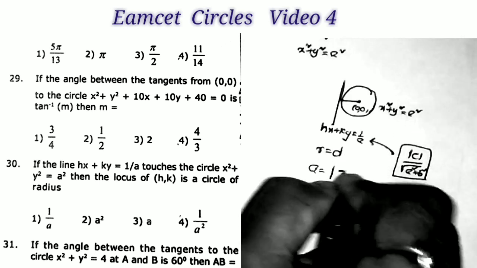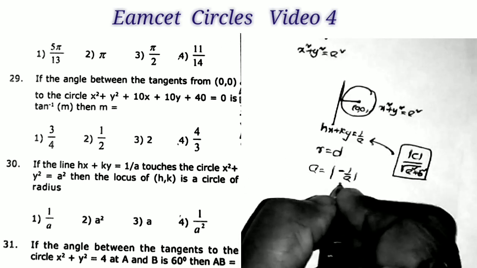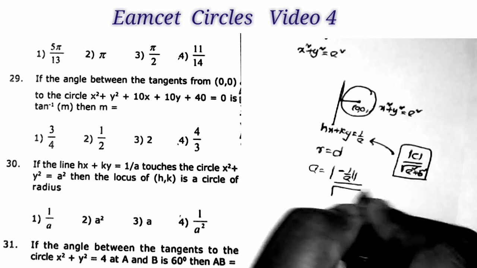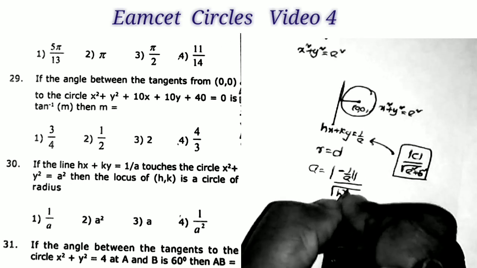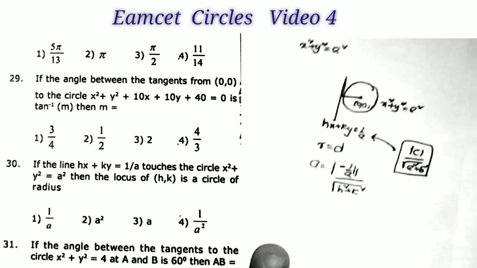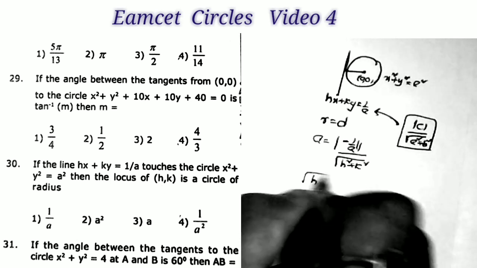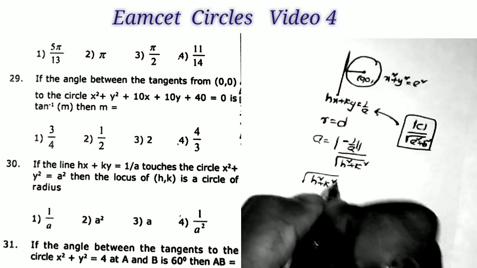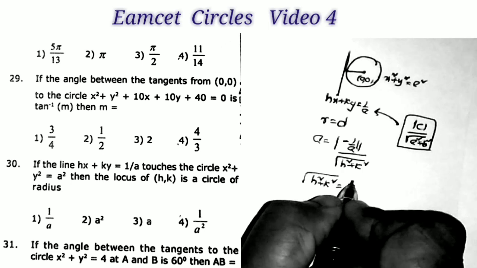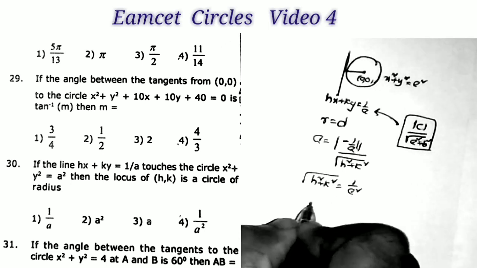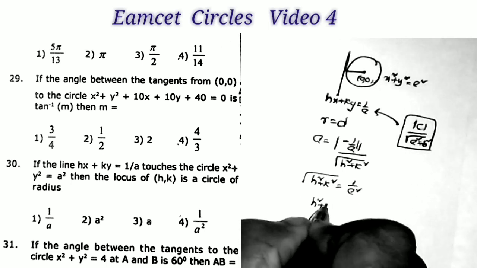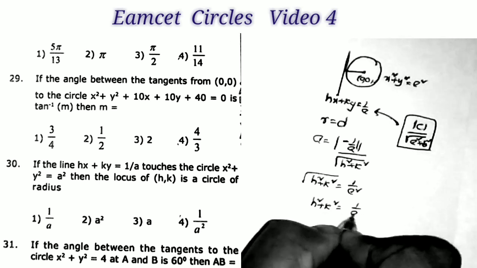But what is the c value? Minus 1 by a, writing this value to this side. Okay. Minus 1 by a by square root of a square plus b square. That is h square plus k square. Now taking the cross product, we get square root of h square plus k square is equal to 1 by a, that is 1 by a square. Now squaring on both sides, we get h square plus k square is equal to 1 by a square whole square.